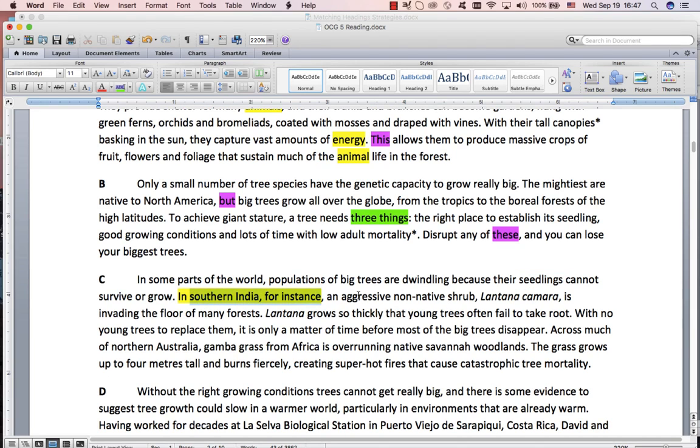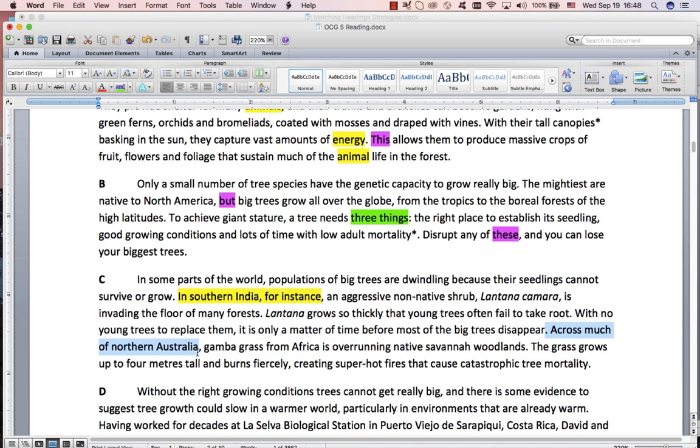Here's an example of a shrub. You don't know what a shrub is? Let's try and figure out what a shrub is. It's invading the floor of the forests. This shrub grows so thickly that the young trees often fail to take root. So a shrub is some kind of plant. With no young trees to replace them, the big trees disappear.